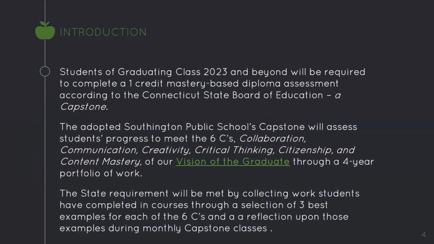Well, according to the Connecticut State Board of Education, the graduating classes of 2023 and beyond are required to complete a 1-credit, mastery-based assessment known as the capstone. It is up to each and every school district to define its requirements. Southington Public Schools adopted their capstone in 2021, and it has been defined as the assessment of students' progress to meet the 6 C's: collaboration, communication, creativity, critical thinking, citizenship, and content mastery of our district's vision of the graduate.